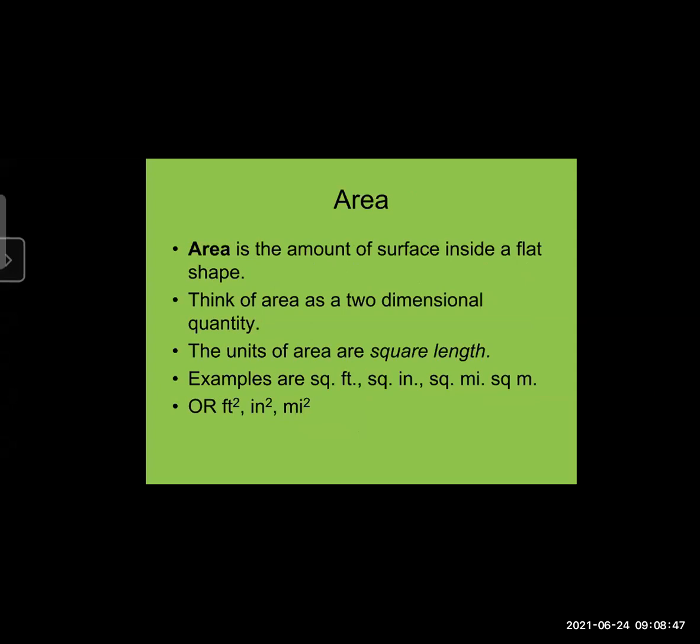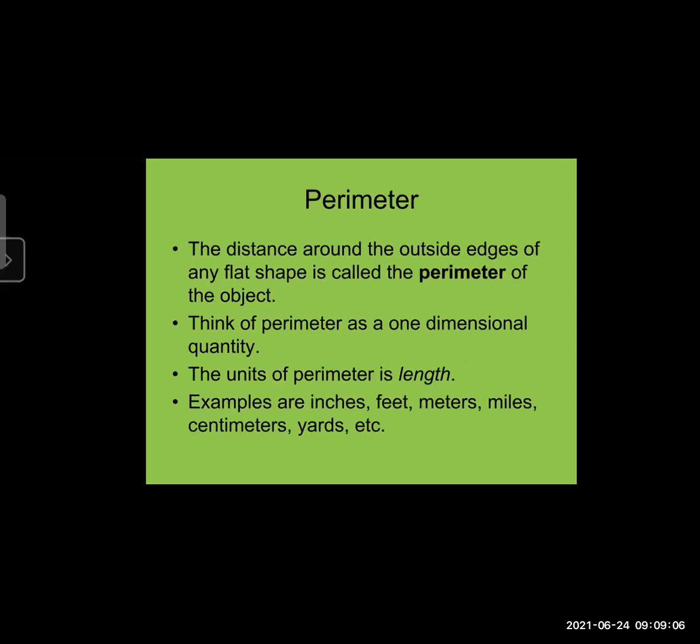So here the word is square. When we find the area of any object or 2D shape, we first write square meter, square centimeter, square inch, square feet, and so on. So its unit is square length. Clear? That is the main difference from perimeter.